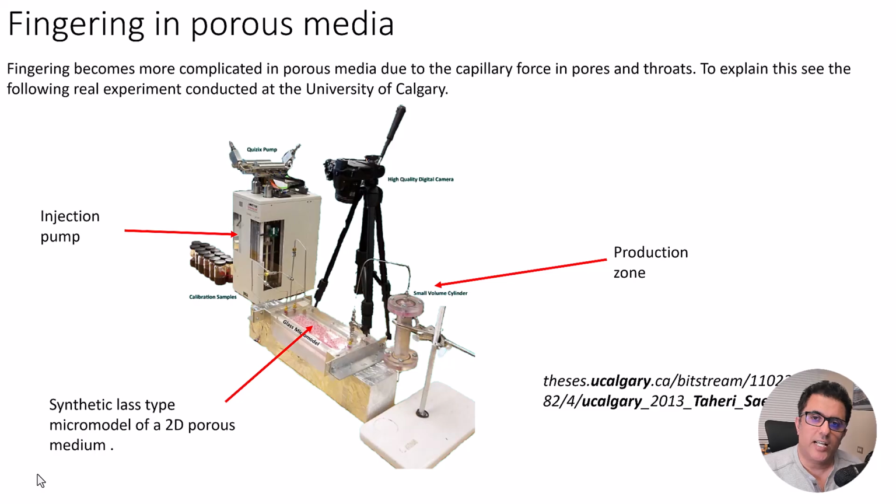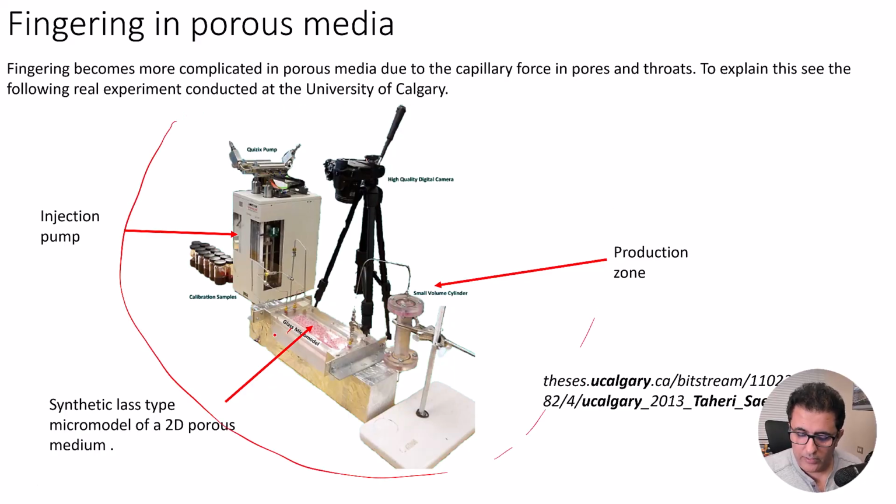One interesting question that you may ask at this point is how viscous fingering is related to the residual oil within a reservoir. To answer this question, I'm presenting you the results of an experimental study that was conducted at the University of Calgary. In this figure, you see the setup that was used. Here you see a micro model that is a physical simulation of a porous medium. And we have a camera to record and monitor fluid displacement.